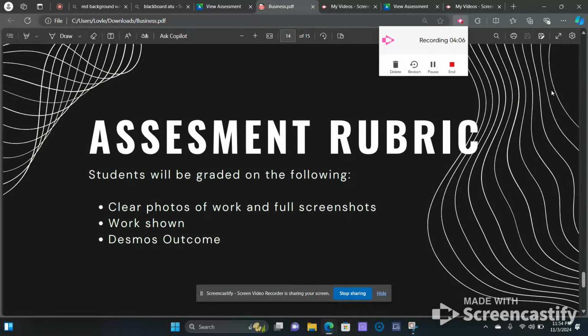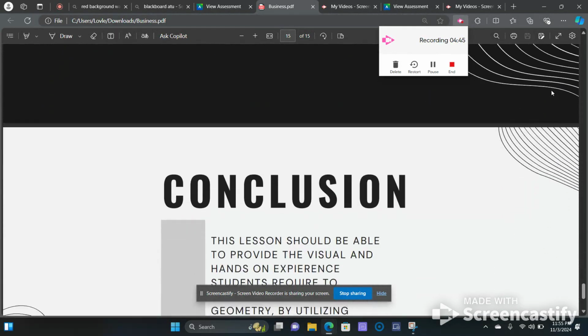Assessment rubric. Students will be graded on the following 3 criteria: clear photos of their work and the problems that they solved, as well as full screenshots of their entire screen where they got the problem on Desmos. They will be graded on the work that they showed, including on if they were right or not about the answer, as well as if they at least went in the right direction with the work that they showed. They will also be graded on the outcome that they received on Desmos by putting in their answers and their problems. Conclusion.